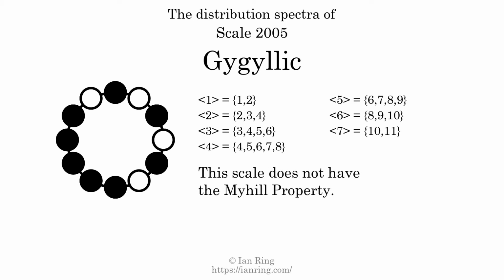If every spectrum has exactly two specific intervals, we call that the Myhill property. This scale does not have the Myhill property. Since the generic interval ranges overlap, this scale is an improper scale.